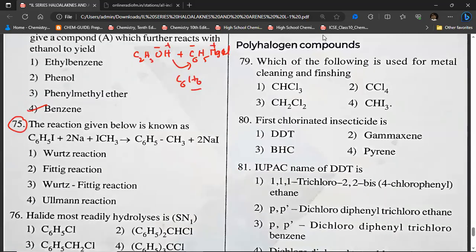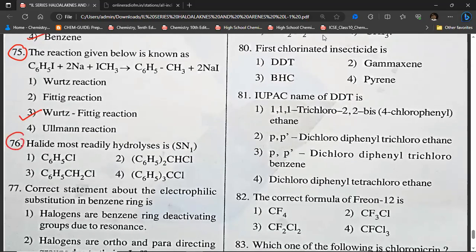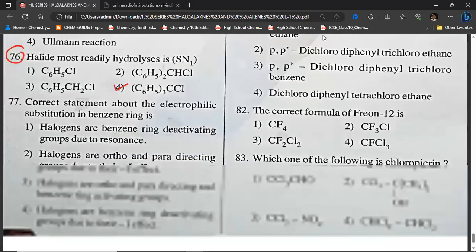75. The reaction given below is known as. On seeing this reaction, we can understand one is phenyl, one is alkyl. Phenyl alkyl means toluene. Toluene formation is the Wurtz-Fittig reaction. That is the 76th question. We have the halide that most readily hydrolyzes by SN1 reaction. What is it? It is nothing but tertiary alkyl halide.